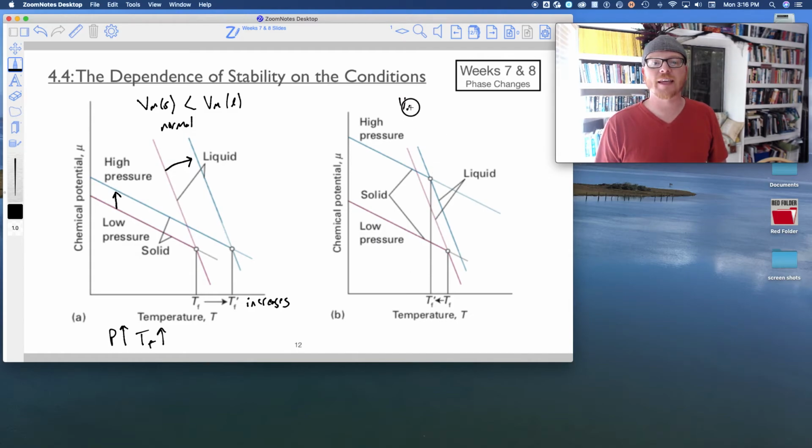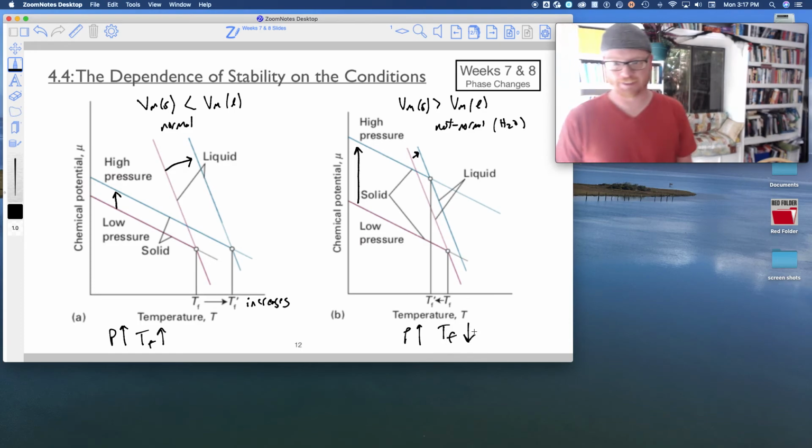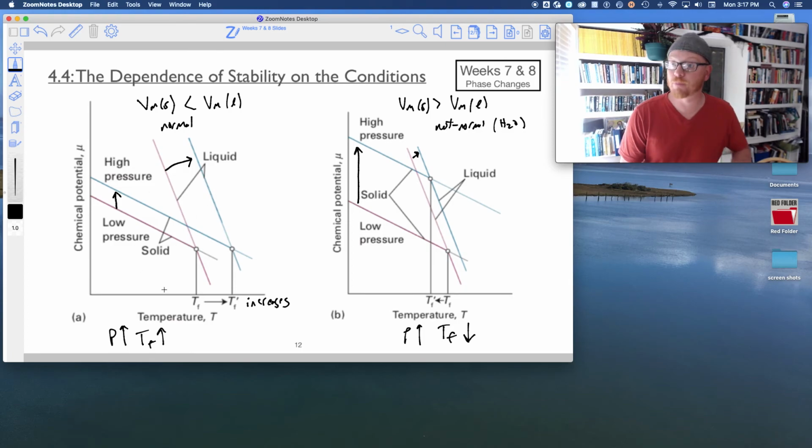But now this is a case in which the molar volume of the solid is actually greater than the molar volume of the liquid. So this is totally not normal. In other words, water. And so now what you notice, the effect here is that there's a much bigger increase in the chemical potential of the solid than there is of that of the liquid. And the result here is that the freezing point decreases with increasing pressure. So as pressure increases, the freezing point decreases.